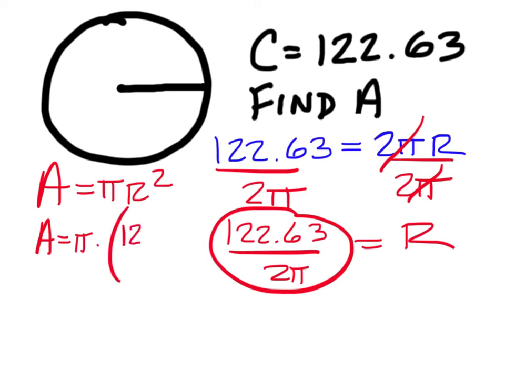122.63 over 2 pi. On your calculator, you have to hit pi first, and then times, left-hand parenthesis, 122.63, divide, another left-hand parenthesis, 2 pi, right-hand parenthesis, and then the x squared button. And you should come up with 1196.7 for the area.